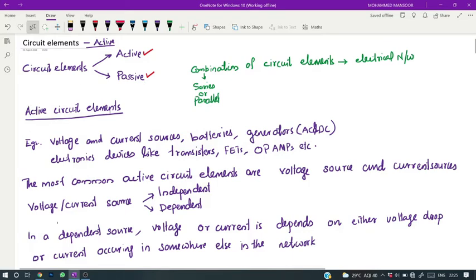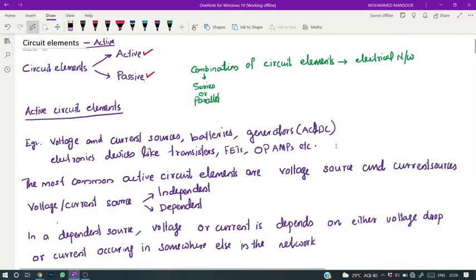What is an active circuit element? An element which generates or produces electrical energy is called an active circuit element. That means active circuit elements are capable of supplying energy to the network. Examples of active circuit elements are voltage and current sources, that is voltage source, current source, batteries, generators, it may be AC generator or DC generator, and electronic devices like transistors, field effect transistors, that is FETs, op-amp, etc.